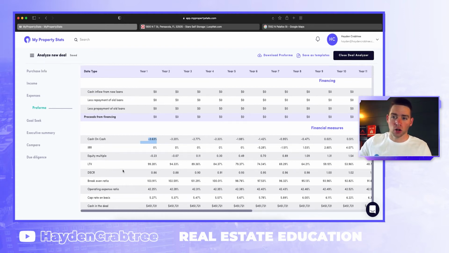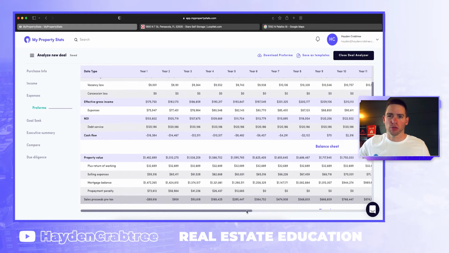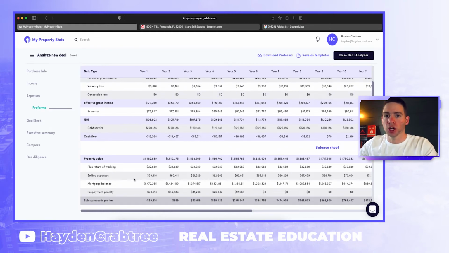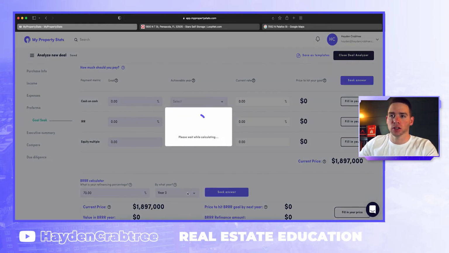Our LTV, our loan to value, showing where our debt sits compared to our asset value. That's not very good. And then cap rate on basis, operating expense ratio, all of your key critical stats are right here in one spot. Okay. So what I could do is I could come through and I could goal seek this deal to understand.